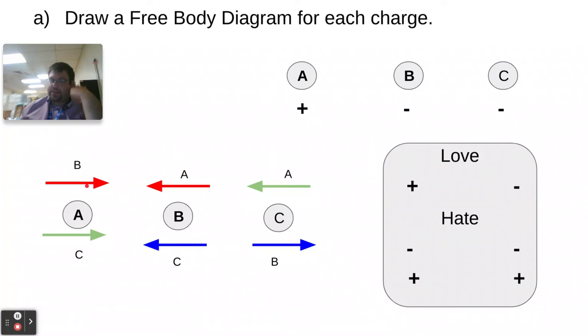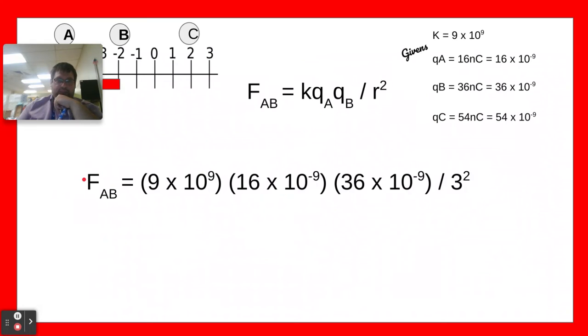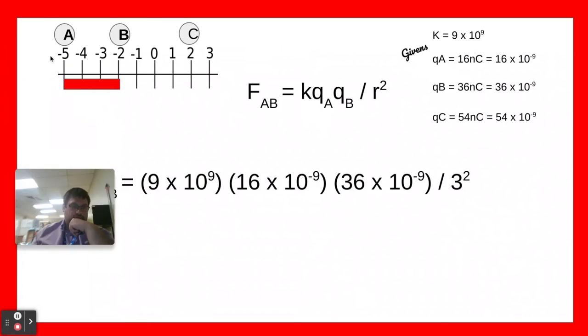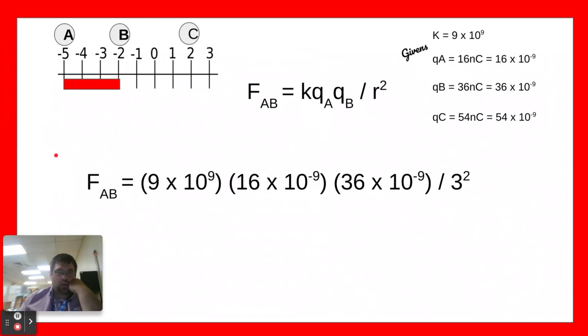And we're going to go one at a time. So we're going to start off with this first one, A and B. So here we have our givens copied from the first page. We have our number line that was given to us before. And we have the equation to find the force between A and B. So notice I have the equation written up here.